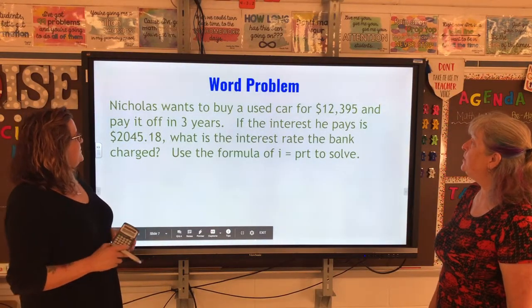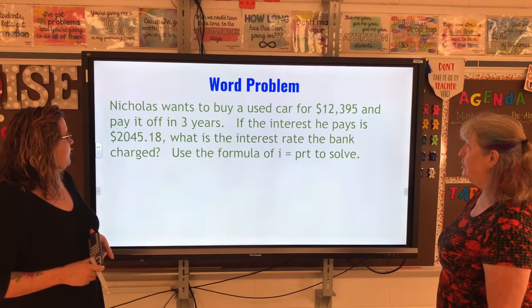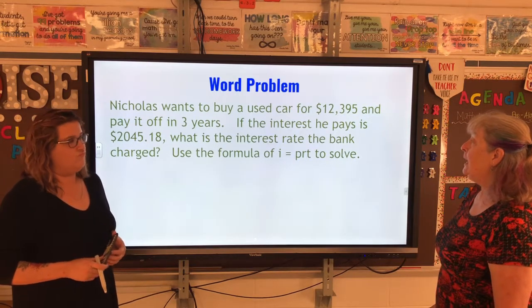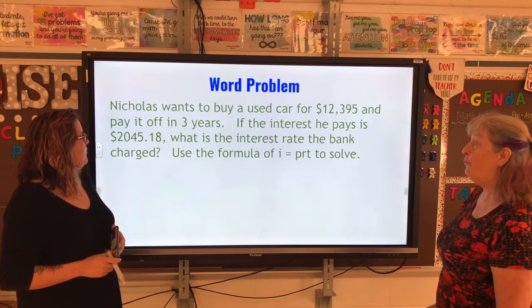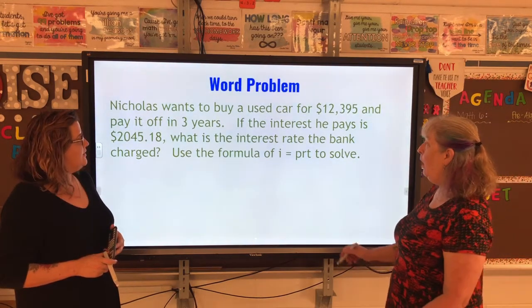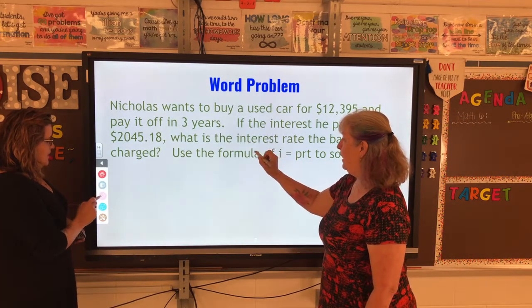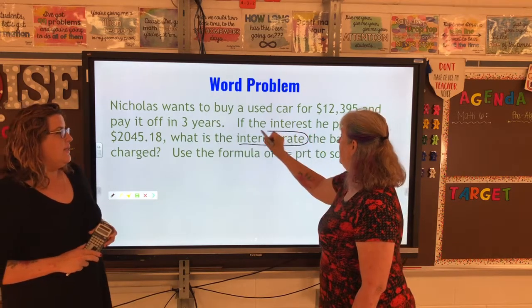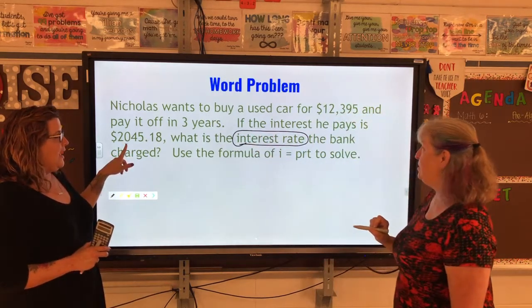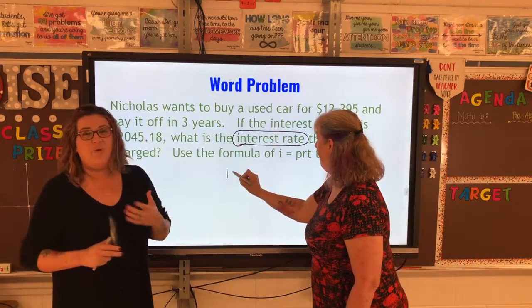Nicholas wants to buy a used car for $12,395 and pay it off in 3 years. If the interest he pays is $2,045.18, what is the interest rate? So this one's a toughie, right? We're going to have to work backwards a little bit. Now I know I, the interest the bank charged. I know P, I know T, I just don't know R.